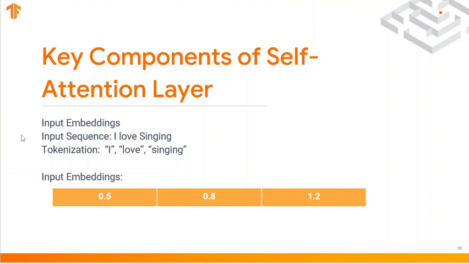So first, in the input sequence, we apply tokenization. What is meant by tokenization? You are splitting the whole sentence into single unique words. So "I love singing" becomes "I" as a separate word, "love" as a separate word, and "singing" as a separate word. The input embeddings of this whole sentence will be a specific representation of numbers: 0.5 for "I", 0.8 for "love", and 1.2 for "singing". So this is how the input embeddings are made.